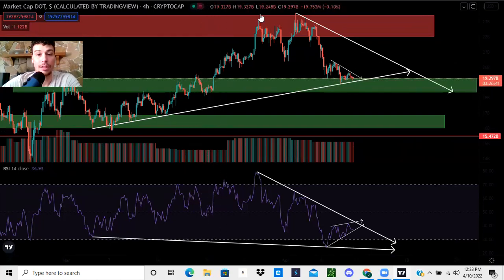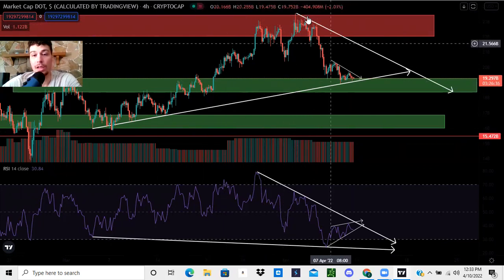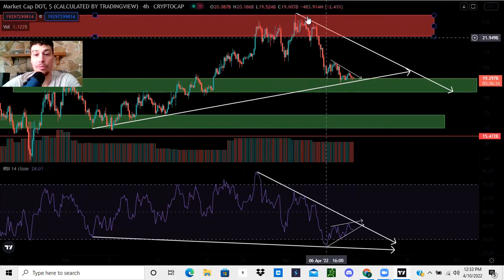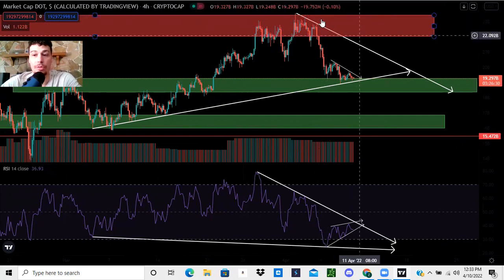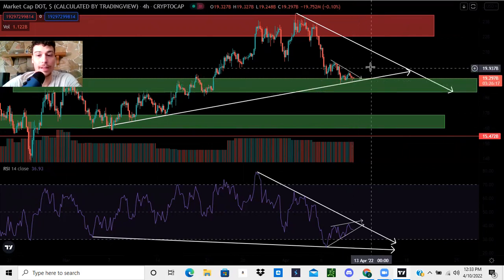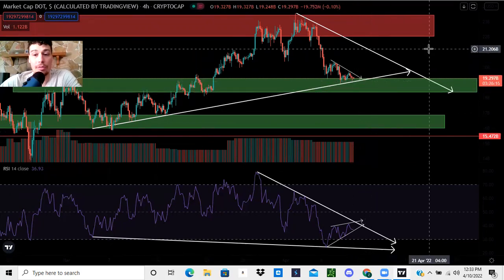We rally up here into our supply zone, and here are basically our levels that we're going to be looking at to take some profits on if you're trading this, like some short-term trades. The supply zone is going to be about 22 up to, let's call it, 23 and a half. And our demand zone is going to be about 19.25 down to about 18.4. That's just the rough levels.